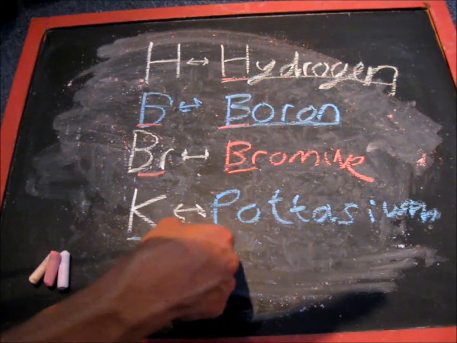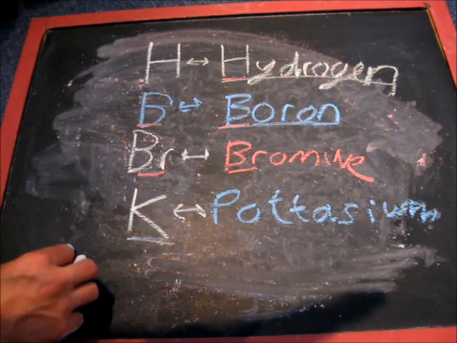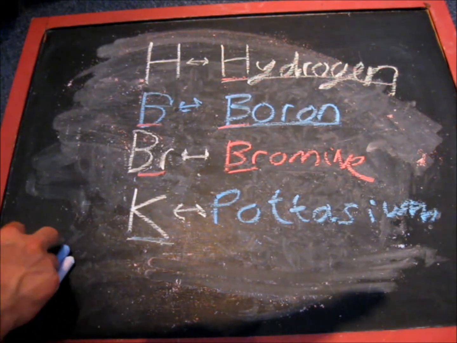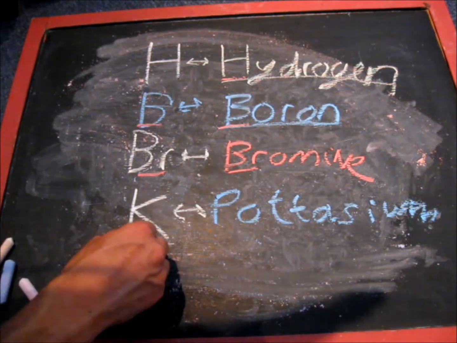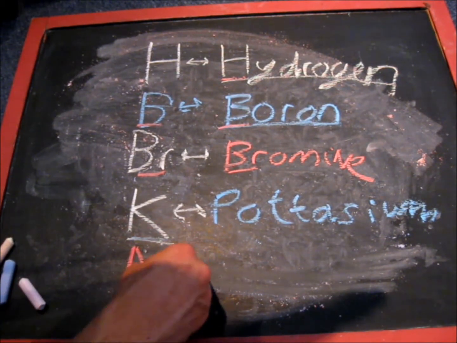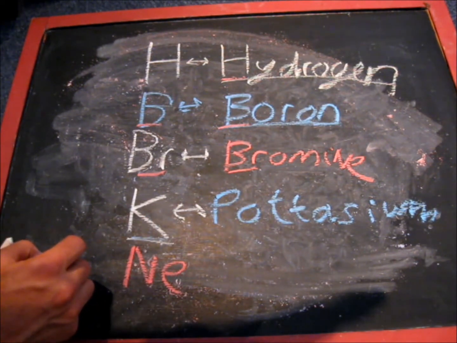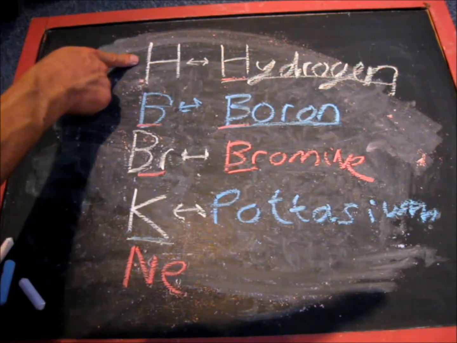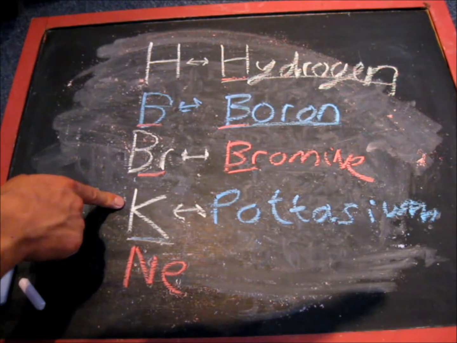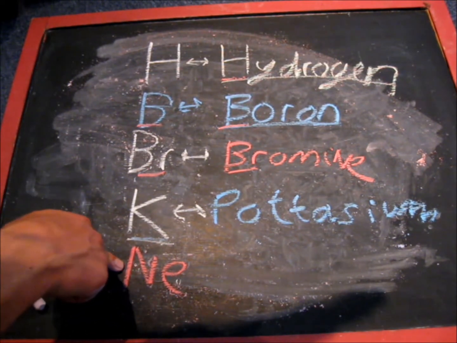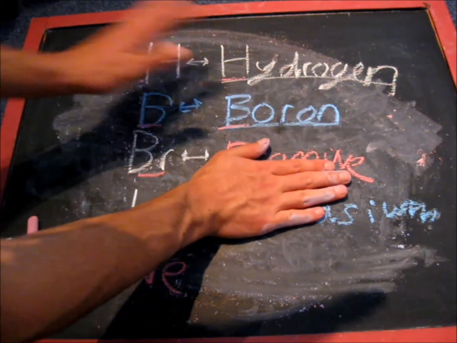Now we have space here for one more element. What should we do? Okay. Ne. Yep, Ne. So far we've had H, B, BR, K, and Ne. And if I cover these up, can you remember what they were?